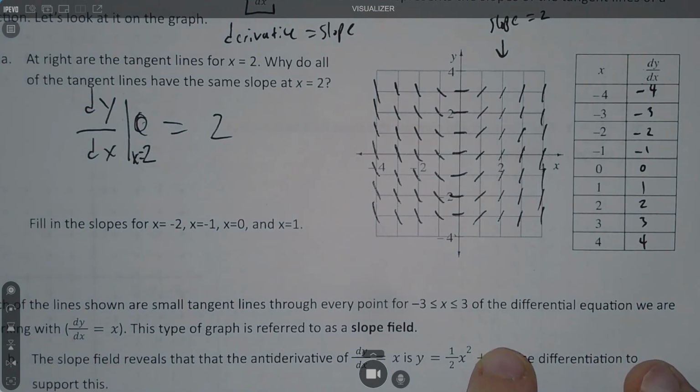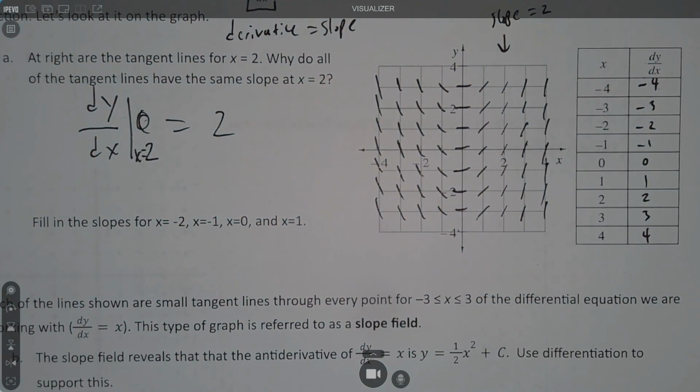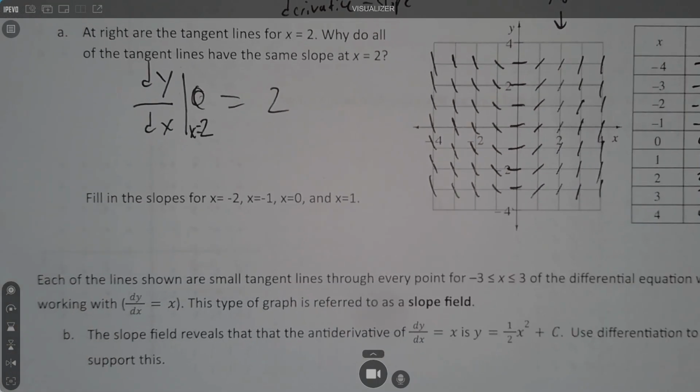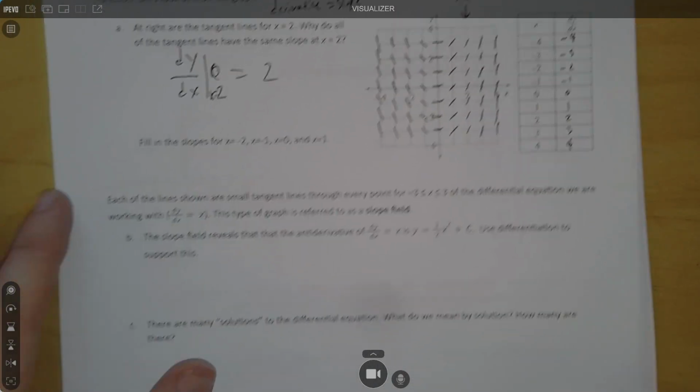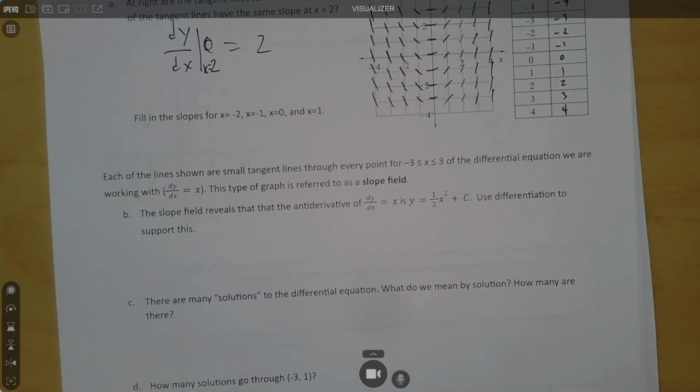Okay, so this is showing the slope. This is showing a differential equation. So we did that. We filled in the slopes. Let's keep going. Each of the lines shown are small tangent lines, small slopes, right? Through every point from -3 to 3 of the differential function we are working with, dy/dx equals x.